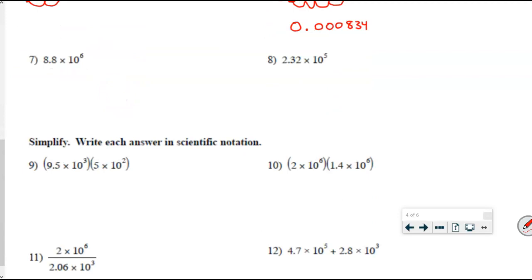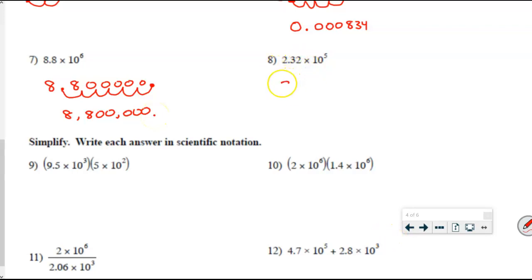All right, and now these ones we have positive exponents, so that means I'm multiplying by 10 6 times, which means the decimal place is going to move 6 times to the right. 1, 2, 3, 4, 5, 6. Filling in all of those empty spaces with zeros. And adding in my commas, I believe I have 8,800,000 with the decimal place here at the end.